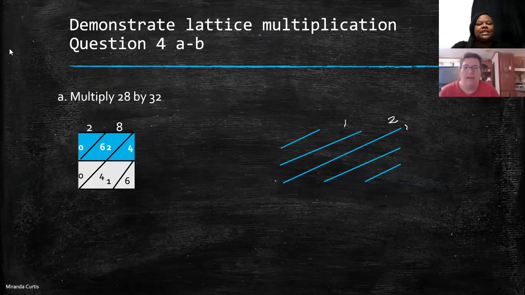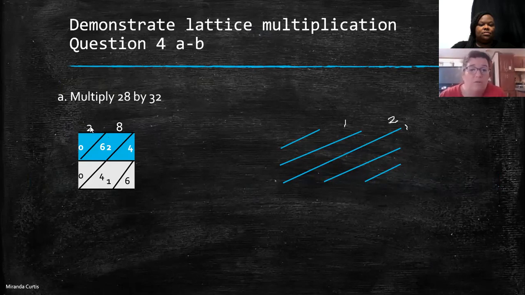Okay, demonstrate lattice multiplication. Question 4, A and B. Okay, let's get this multiplying going by some squares. Our lattice squares are just us taking it out of a line formation and putting it in a box. So we're going to start up here. We're going to multiply 28 by 32.